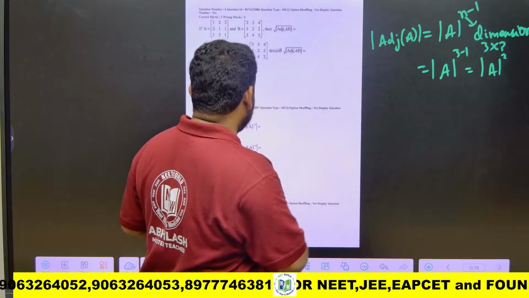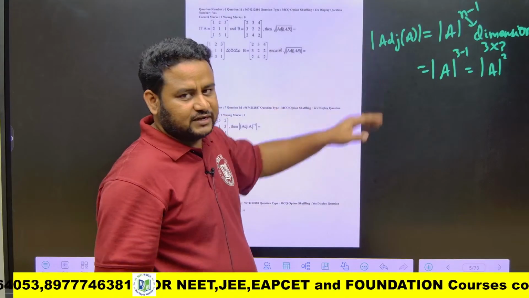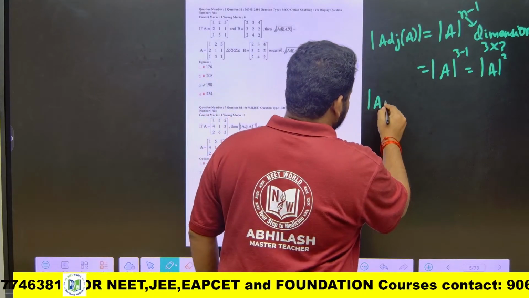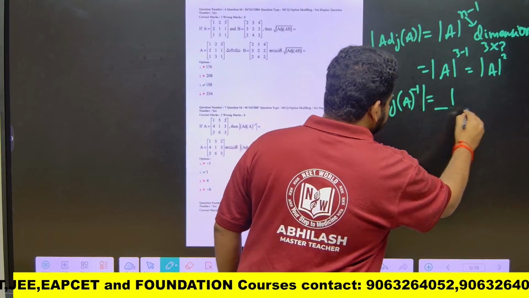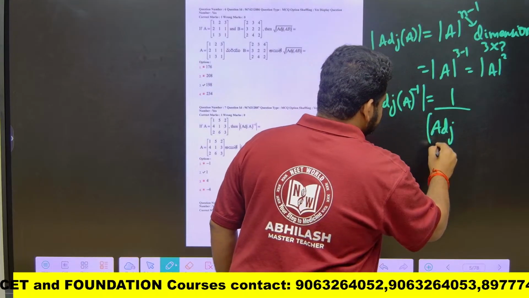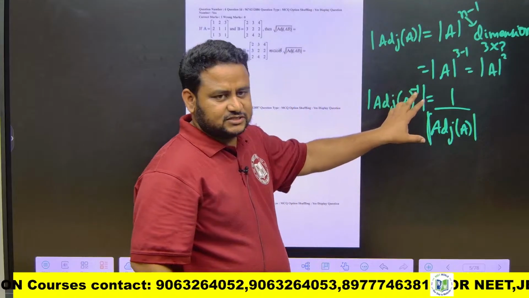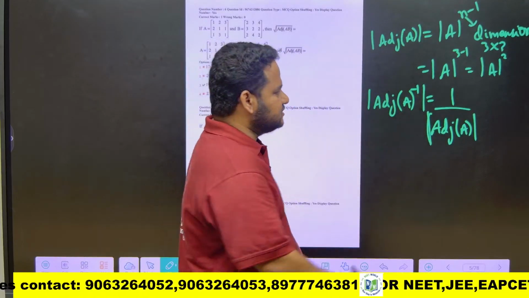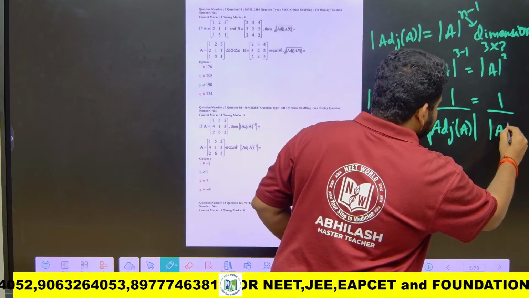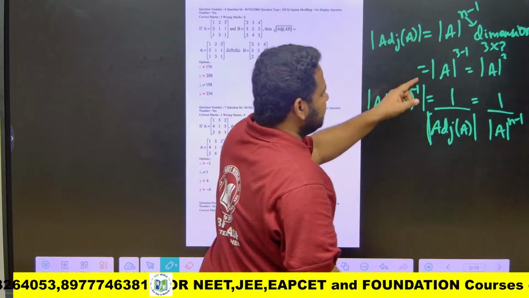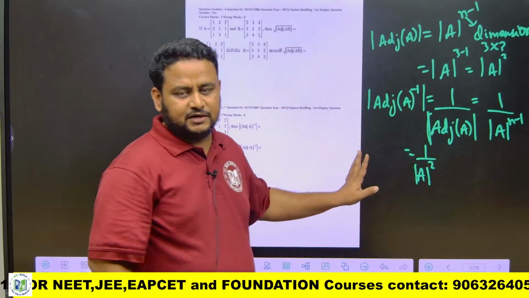Now, they are not asking us for adjoint of A, they are asking us to find adjoint of A inverse. Determinant of adjoint of A inverse is equal to 1 by determinant of adjoint of A, which is 1 by determinant of A to the power of n minus 1. In this case it is 1 by determinant of A to the power of 2, that is 1 by determinant of A square.